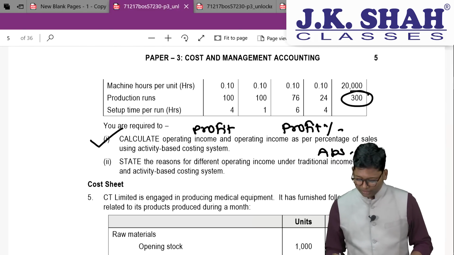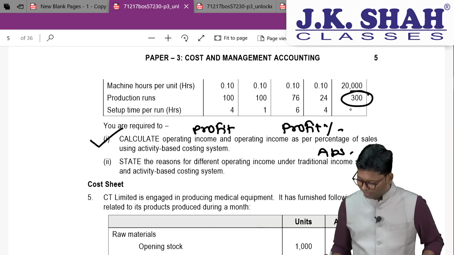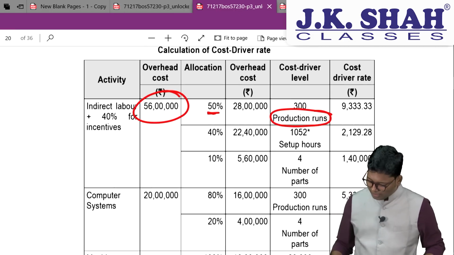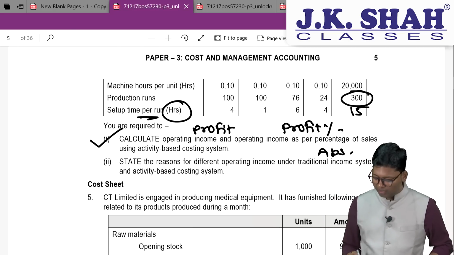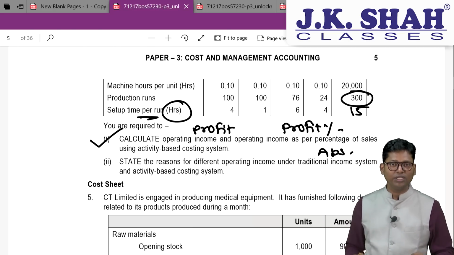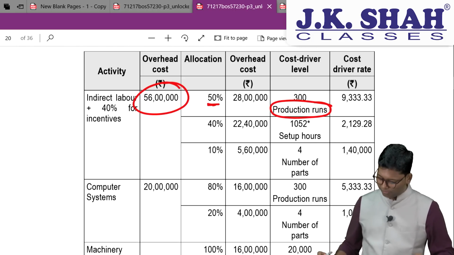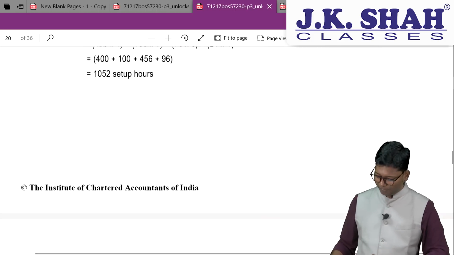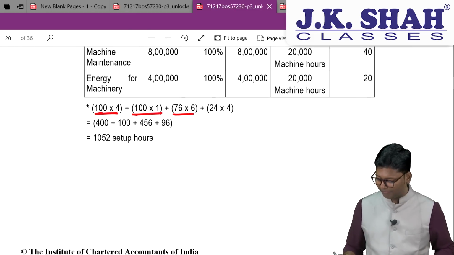So the rate computation can be done, and setup time is also available. When you add up all the setup time, there are a total of 15 setups performed by the company. These 15 setups are given per run. The number of hours is given, and you need to multiply them with the total number of hours; the calculation has been shown here. Check the working note for how to calculate setup hours: 100 into 4, 100 into 1, 76 into 6, and 24 into 4.